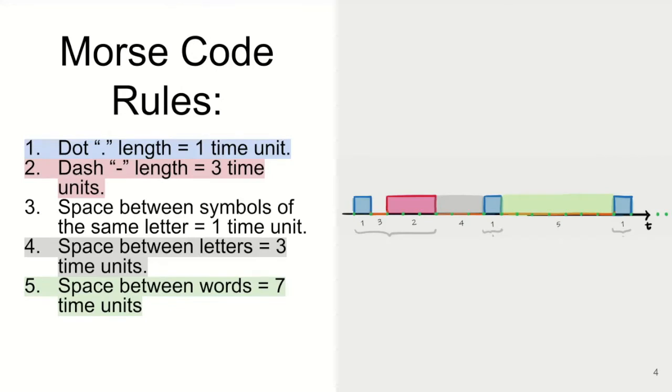The rules for Morse code are very simple. A dot is usually interpreted as an on signal for one time unit. A dash is an on signal for three time units. Spaces between dots or dashes for the same alphabet are usually 1 unit long. Letters are spaced three time units apart, and words are usually spaced about 7 units apart.